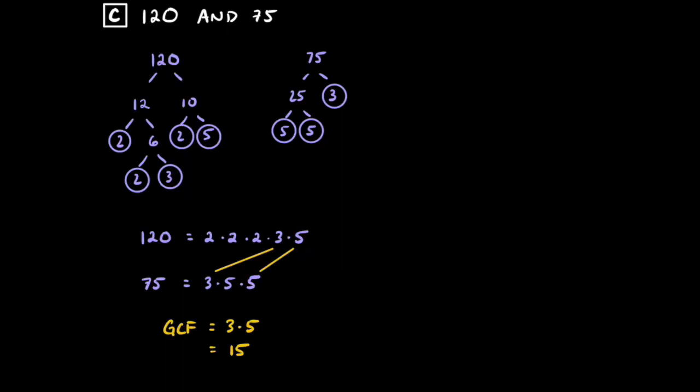Now it's your turn. Try finding the prime factorizations for each of these numbers and find their common primes. When you're done, multiply those common primes to find the GCF. Pause the video and give it a try. The greatest common factor of 1, 20, and 75 is 15.